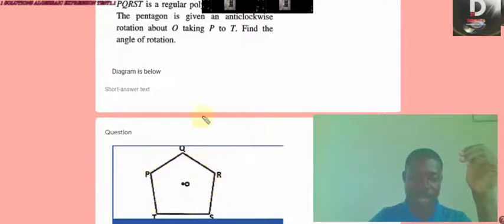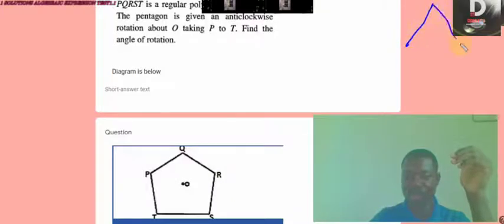PQRST. You see the labeling. When you are labeling, go clockwise or go anti-clockwise to complete. Don't go back and forth. Don't say PQ. Let me clarify so that you don't make that mistake in examination.